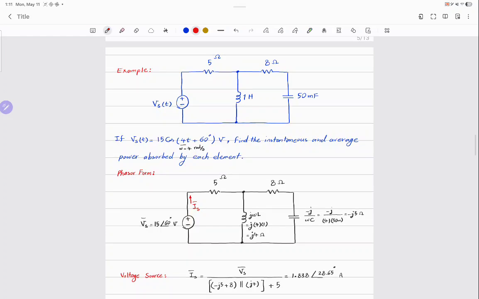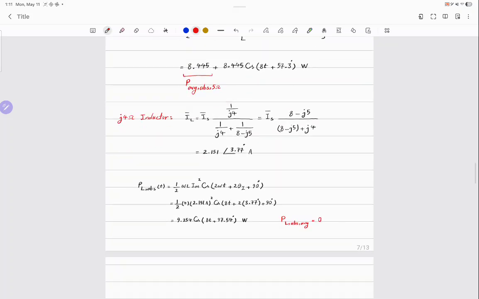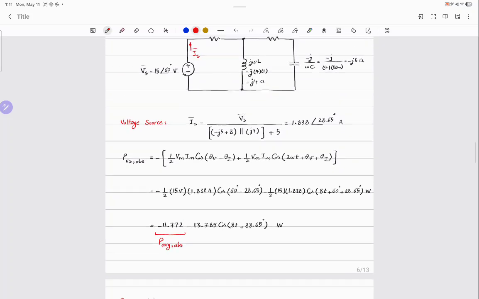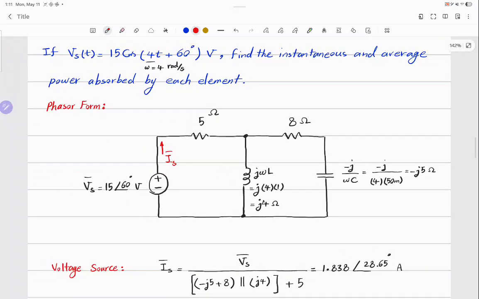Next component. This is what I did in the previous section. Let's do it here again. I believe that right now, finding the instantaneous power of the 8 ohm resistor and the capacitor is quite straightforward, right? For everyone? So let's do the rest of the lecture. If I have time, I will come back and finish this exam.